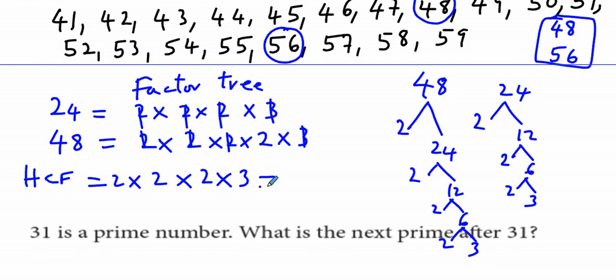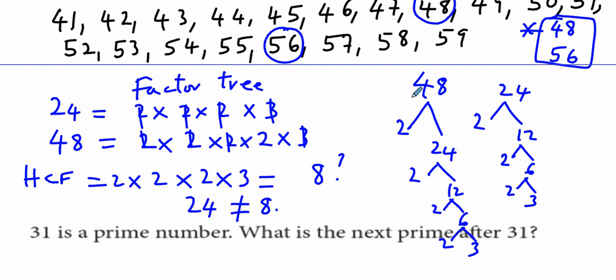Now let us see if the HCF will be equal to 8. It's going to give you 8. 2 times 2 is 4. 4 times 2 is 8. 8 times 3 is 24. So 24 is not equal to 8. So what? That implies 48 is not one of those two numbers.